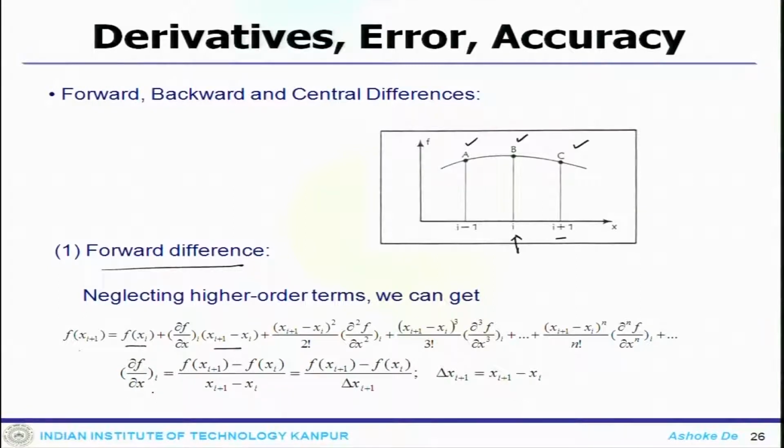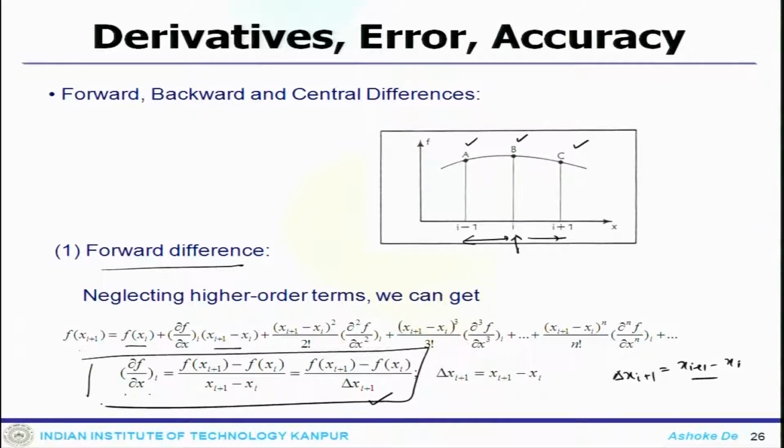Now, if you say delta x_{i+1} is x_{i+1} minus x_i. Now, this could be uniform, then this leads to the uniform spacing of the points, then they will be equal. And I can write down ∂f/∂x at i is (f_{i+1} minus f_i) divided by delta x. So, this is again, my order of accuracy is first order.